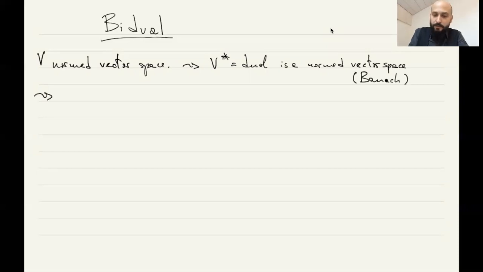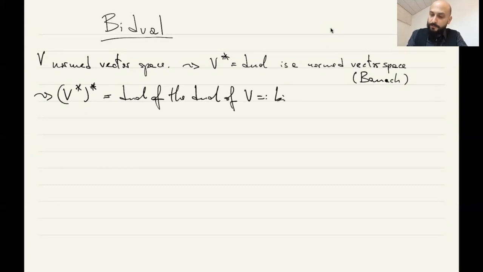Now what we are going to do is the dual of the dual. So the dual of the dual of V. This is called the bidual of V. And again, this is a Banach space because it's the dual of a normed space.